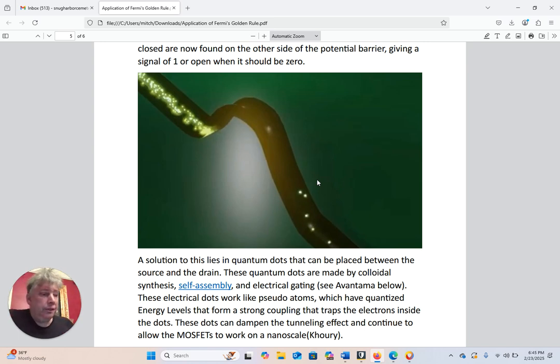So as these MOSFETs began to get smaller and smaller, we get this quantum tunneling effect, and now they're not reliable anymore. Where you should be getting a 0, we're registering a 1, because we're getting a flow of current even though the electrons should be stopped. They can't make it over that potential well, but they're tunneling through it.